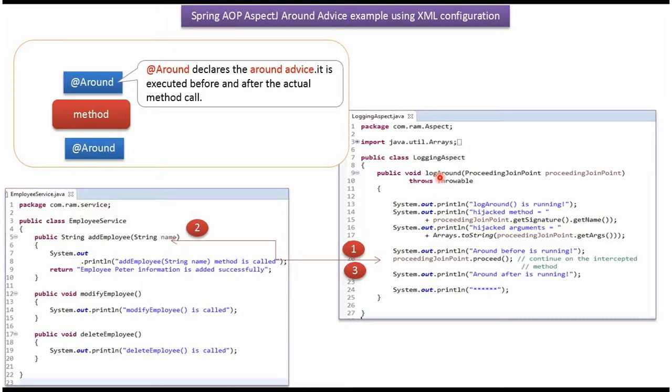We will see how to configure around advice for the addEmployee method of the EmployeeService class using XML configuration. Once around advice is configured, before calling the addEmployee method, this part of the code will be executed. And once it reaches this line, then the addEmployee method will be executed. After that, this portion of the code will be executed.